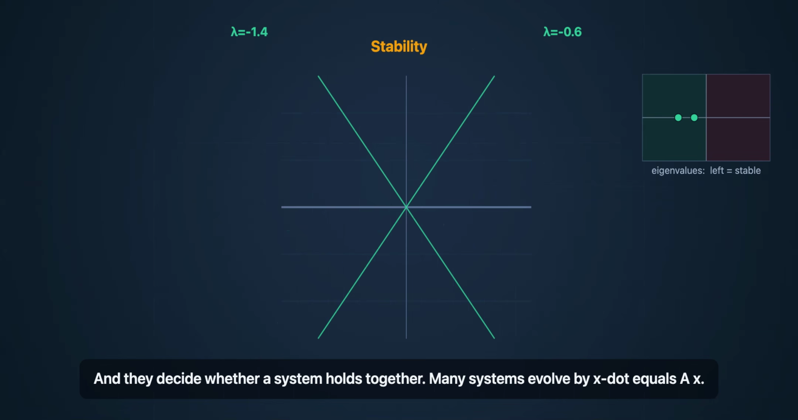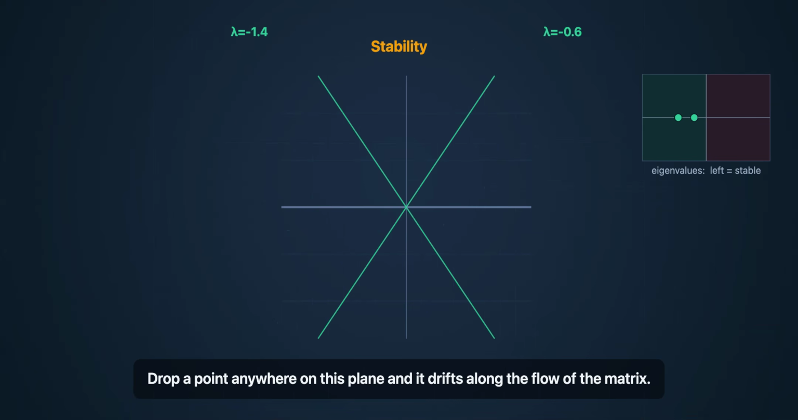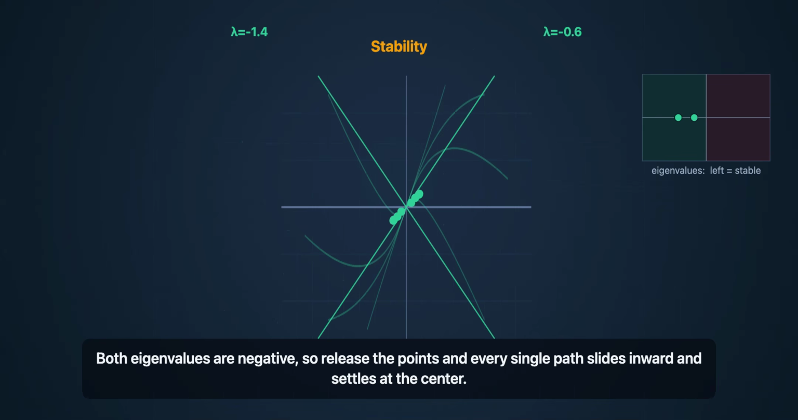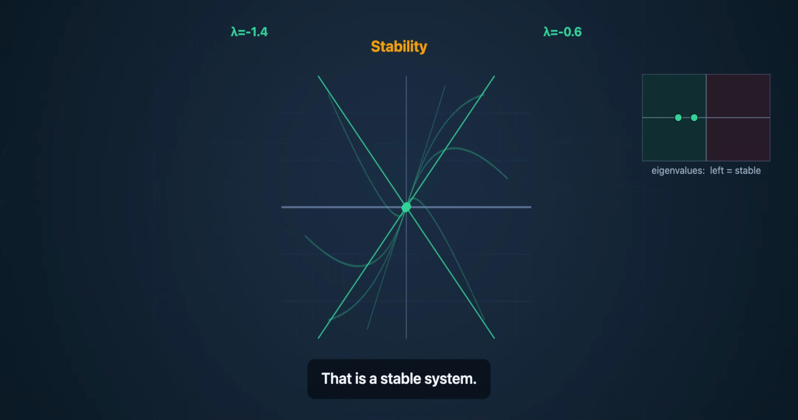Many systems evolve by x dot equals Ax. Drop a point anywhere on this plane, and it drifts along the flow of the matrix. Both eigenvalues are negative, so release the points, and every single path slides inward and settles at the center. That is a stable system.